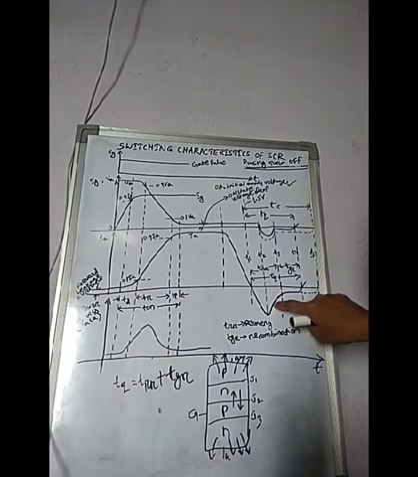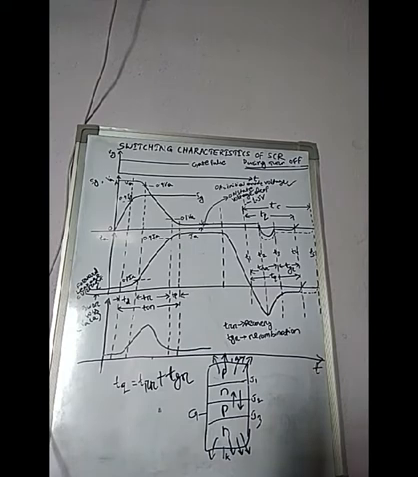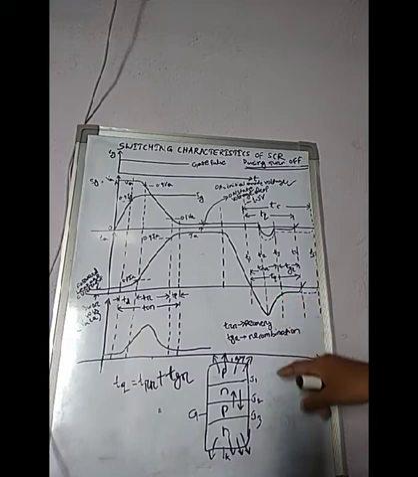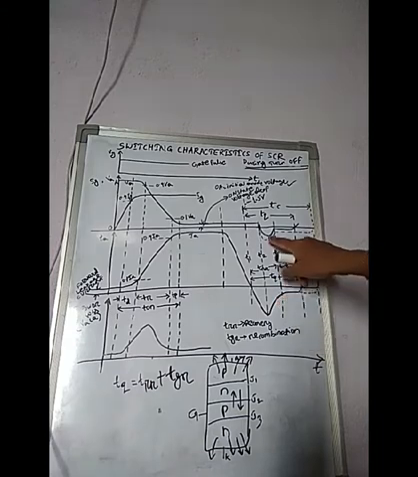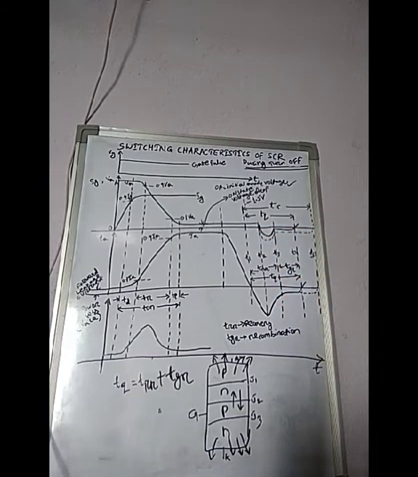Here the decay is fast, but at this position it is gradual. It is slow. The fast decay of reverse current causes a reverse voltage across the device, due to the circuit inductance.